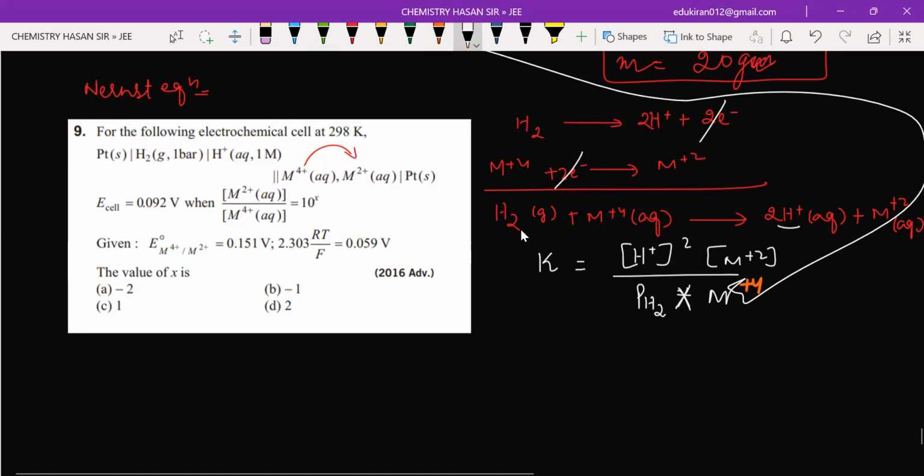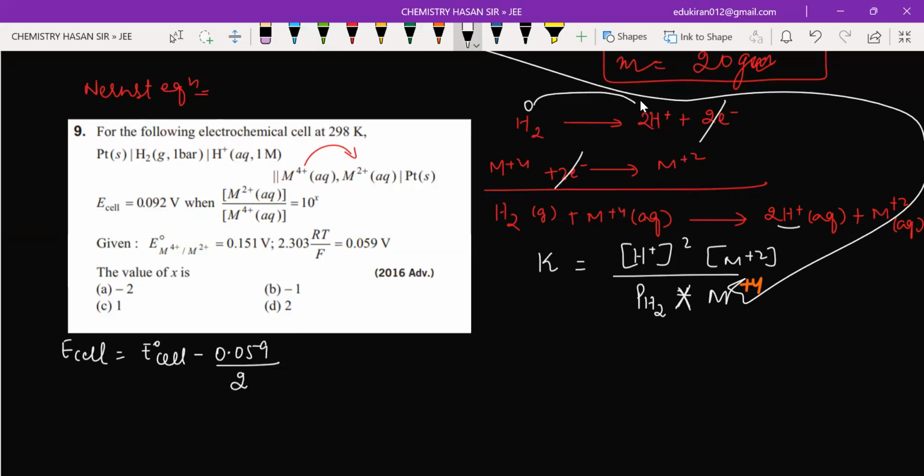Now I'm going to apply the Nernst equation. You know that E cell is equal to E naught cell minus 0.059 upon N. What is the value of N? N can be written as 2, because you can see it is going from 0 to 1 and there are 2 hydrogens, so the total number of electrons N is equal to 2. You can see it here and here as well.